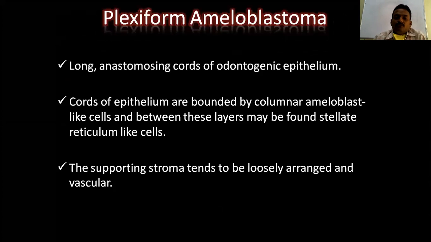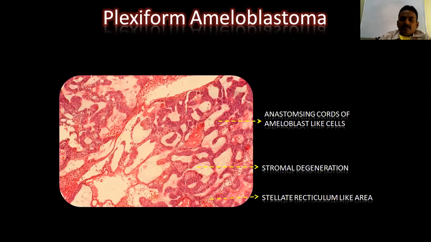Coming to another form of ameloblastoma where we can see the plexiform-like cells. Here we can see the long anastomosing cords of odontogenic epithelium, and these cords of epithelium are bounded by columnar ameloblast-like cells, and between these layers may be found stellate reticulum-like cells. See, here you can see anastomosing cords of ameloblast-like cells, and here you can see the stromal degeneration. And you can also see the stellate reticulum-like area, meaning star-shaped pattern.